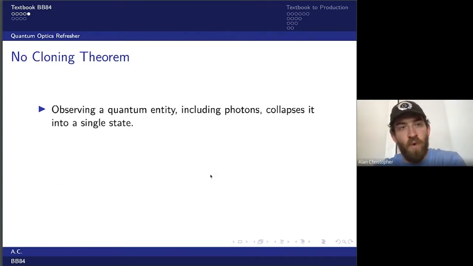All right, one last piece of quantum mechanics that we need to review before we can start getting into sort of computer sciencey things is the no cloning theorem, which states loosely that when we interact with a quantum entity, including a photon, we are going to damage it in some fashion.